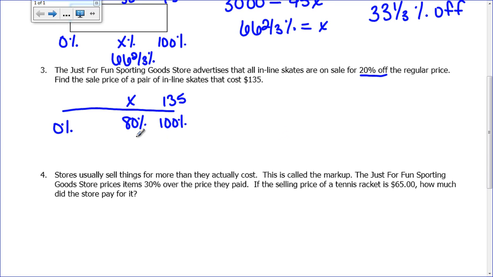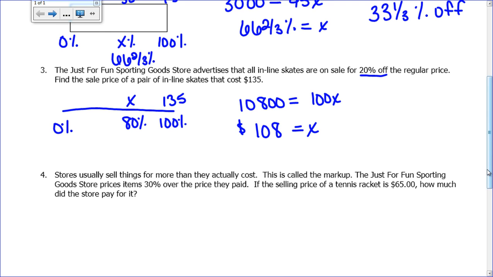So I'm going to cross multiply. 80 times 135 gives me 10,800. X times 100 is 100x, and when I divide both sides by 100, I get that the skates are now $108. That's the sale price.